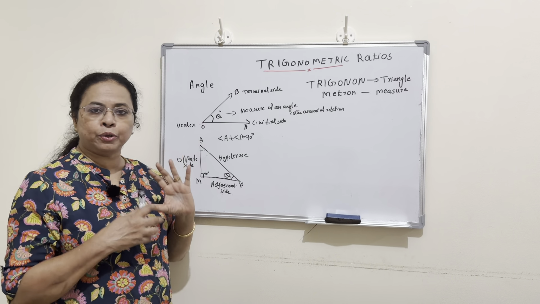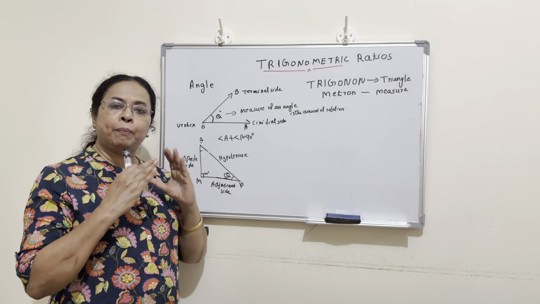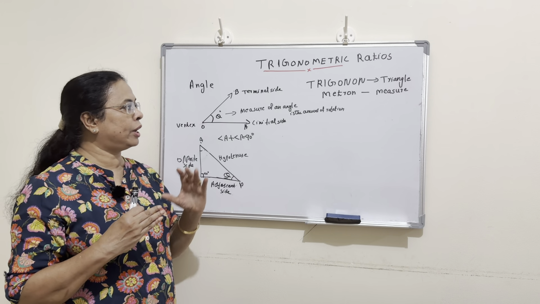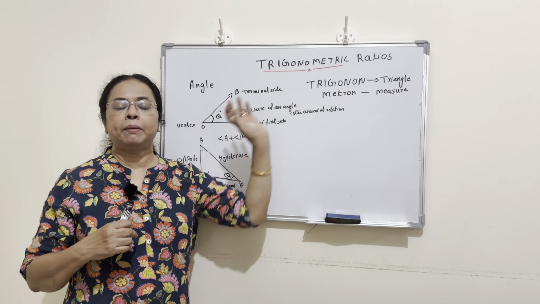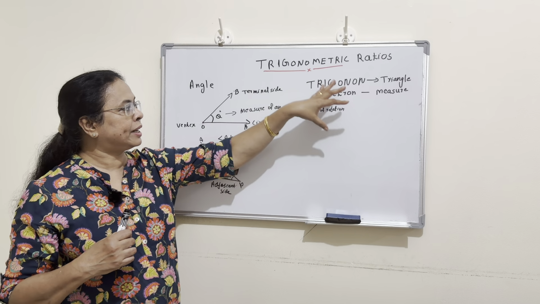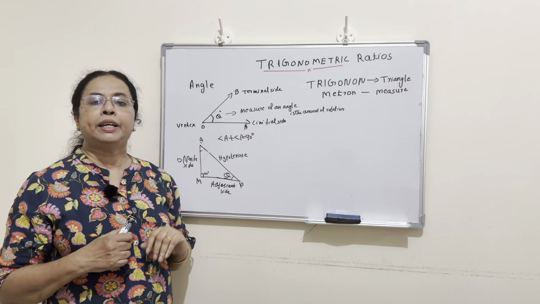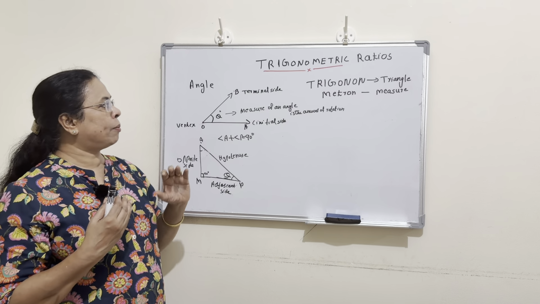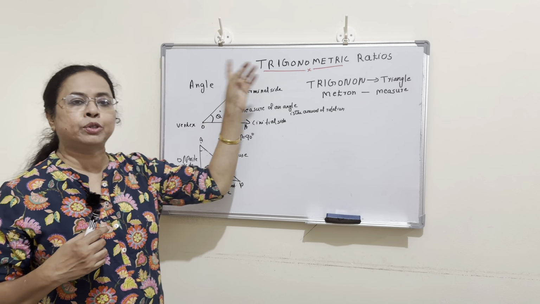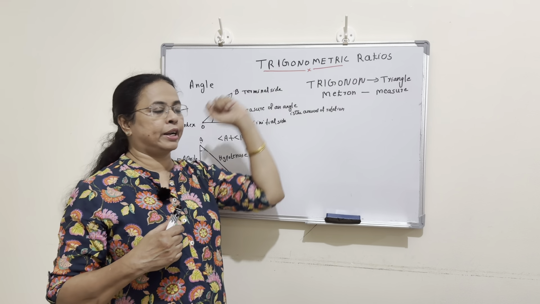Okay, triangle, you know, this is a three-sided polygon, right? Three-sided polygon. And metron means what? Measure. Okay, measurement of a triangle, that is what is called trigonometry. In trigonometry, the basic things we have to study are trigonometric ratios.